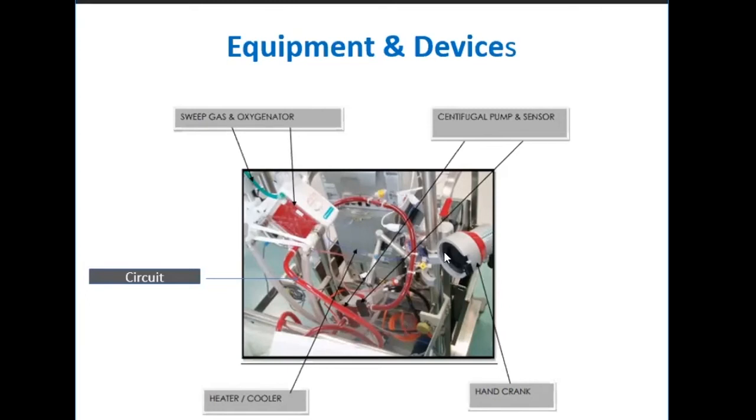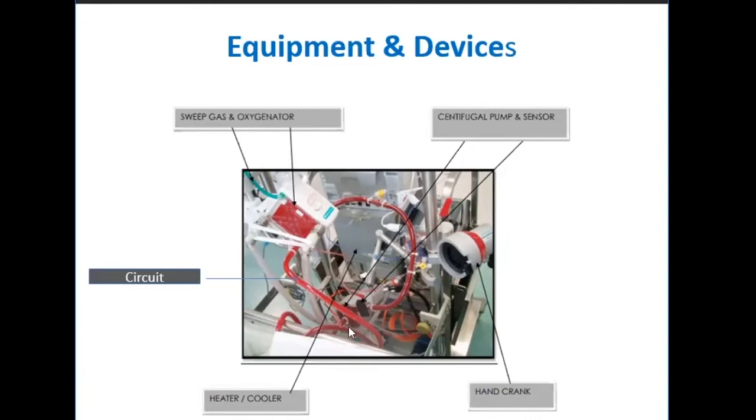Here you can see the hand crank. This is for the emergency situation. If this pump is somehow not working, and there is some failure, pump failure or electricity failure, the doctor, physician, perfusionist or nurse is going to start the hand crank. So this is the safety measure given with every ECMO machine.